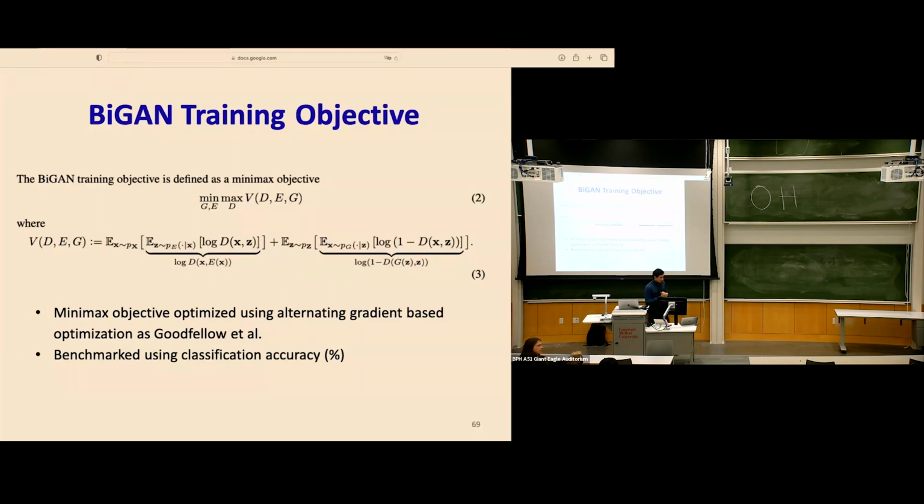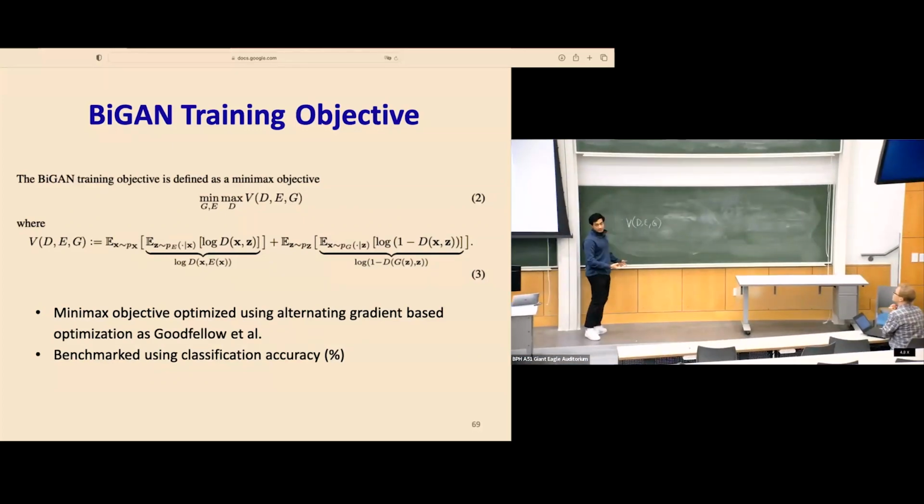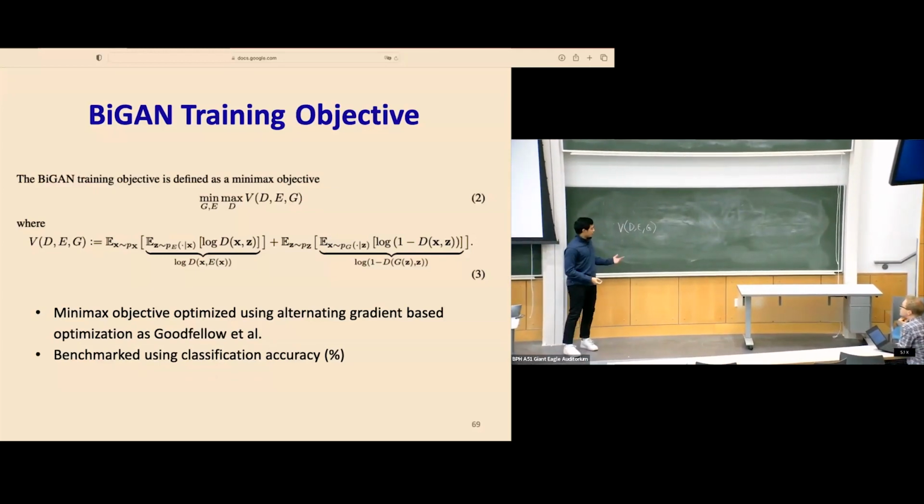Maybe I can simplify it for you guys. Let's see. So in this case, the BiGAN objective is a min-max objective function, but before we run it through an iterative algorithm which optimizes this equation that we have here, let's try to see what it actually means. So the DEG stands for discriminator, encoder, and generator.